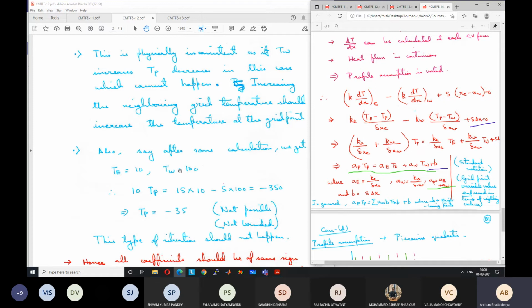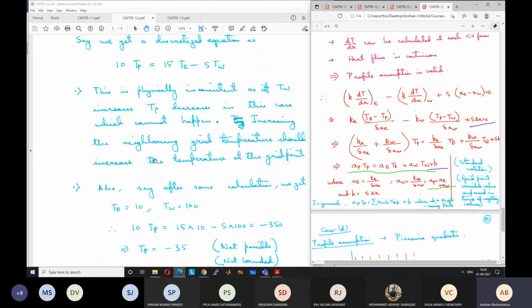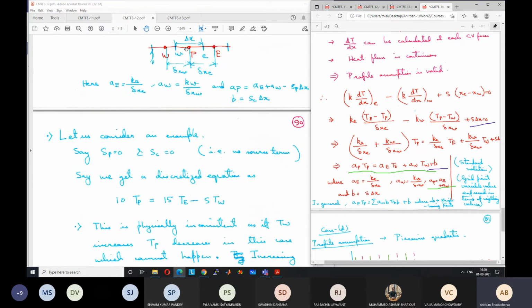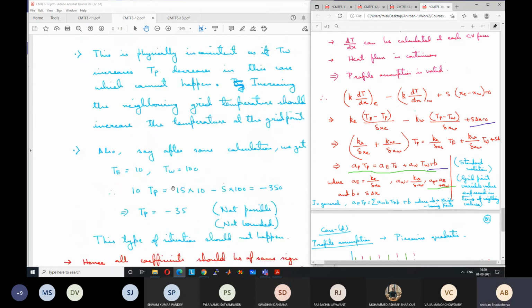It is not bounded. Remember that without source term, the value in between 2 points also has to be between these two values. Okay, they are governed by, they have to be bounded. But in our case, we are getting some value which is beyond the value of TE and TW. Okay. So again, it is not possible.